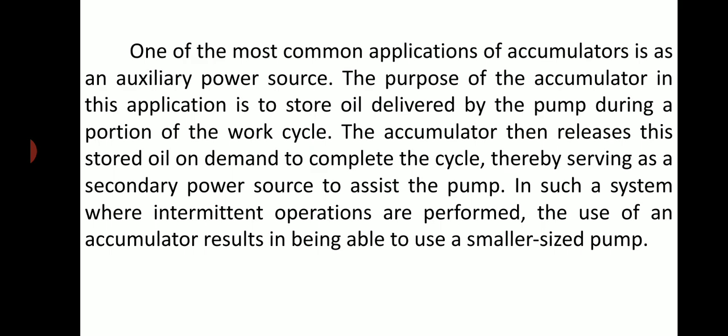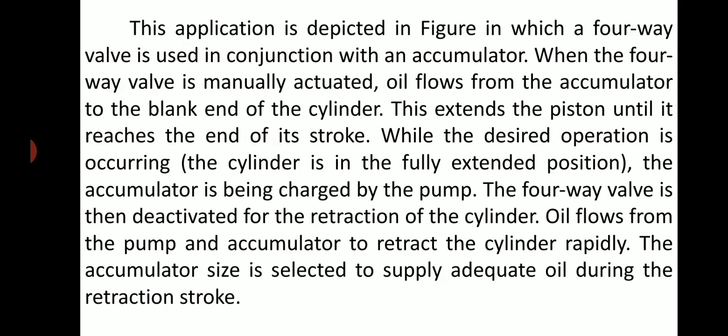In such a system where intermittent operations are performed, the use of an accumulator results in being able to use a smaller sized pump. This application is depicted in the figure, in which a four-way valve is used in conjunction with an accumulator. When the four-way valve is manually actuated, oil flows from the accumulator to the blank end of the cylinder. This extends the piston until it reaches the end of its stroke.